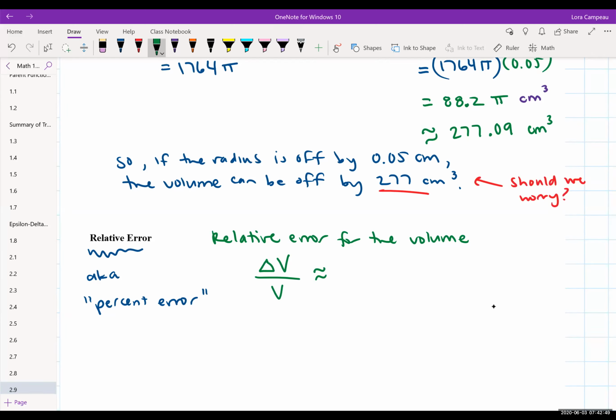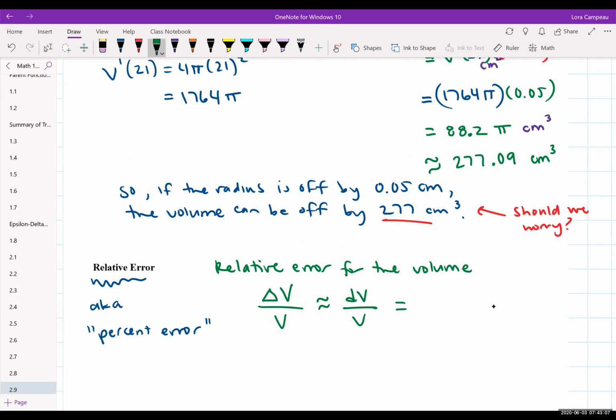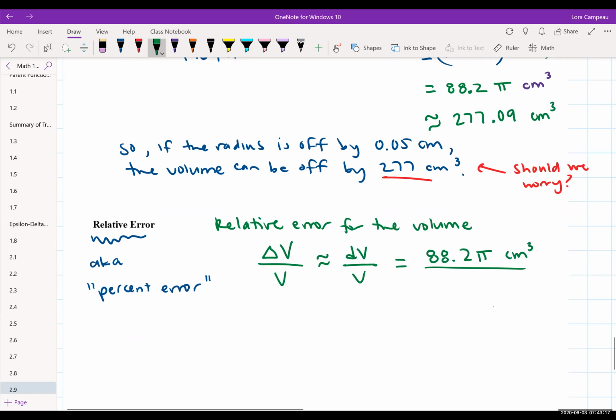balls, I guess. I keep saying sphere, so I'm thinking of a ball. So we know that the differential change in V can be approximated by dV, and we could divide it by V. So we already figured this out, at least the top part, 88.2 pi. If you want to write in cubic centimeters, no problem. What we'd be interested in is understanding who's V. Remember, V is the volume evaluated at the actual radius, maybe of the settings.